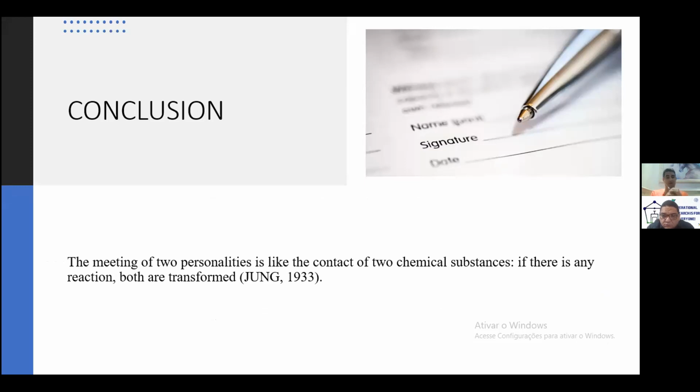It can be good or it can be bad. So this Carl Jung quote from 1933 summarizes what FRAM is: the meeting of two personalities is like the contact of two chemical substances. If there is any reaction, both are transformed. If we just change these two personalities with two tasks, there it is. This is what FRAM analyzes. So it's a very interesting approach for resilience methodology.